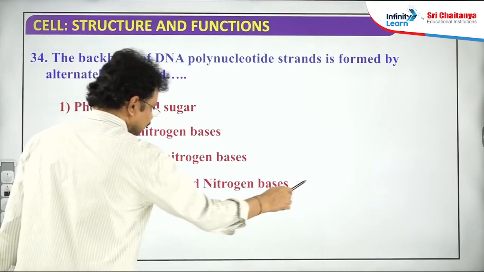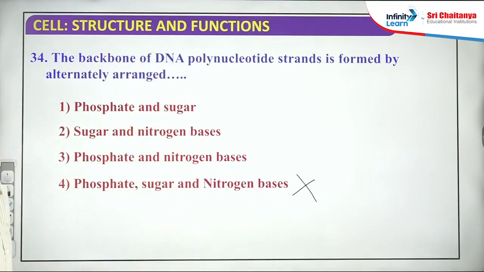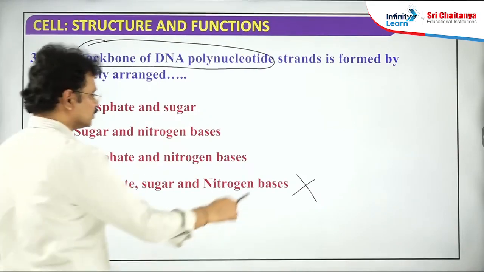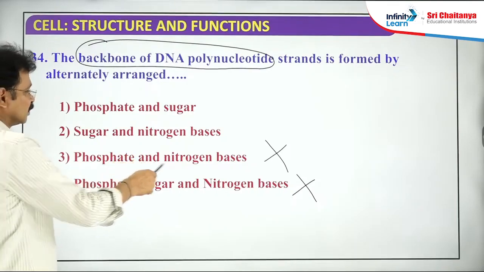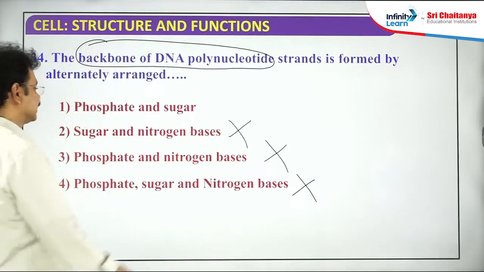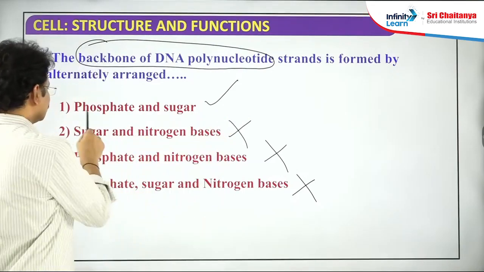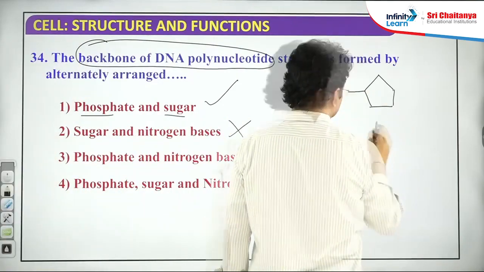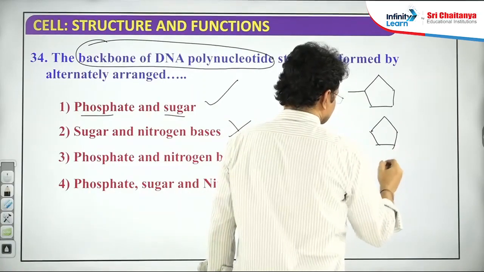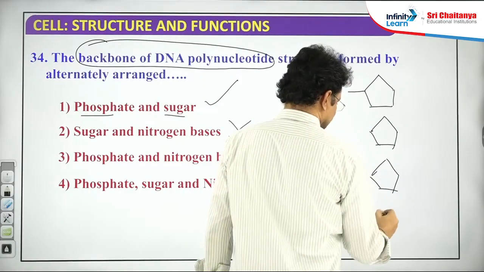Phosphate, sugar, nitrogen base, wrong option, gone. Phosphate and nitrogen base, it is also a wrong option. Sugar and nitrogen base, it is also wrong. Yes, first option is the right answer. Phosphate and sugar molecule. It is a sugar molecule. One more sugar. Sugar.